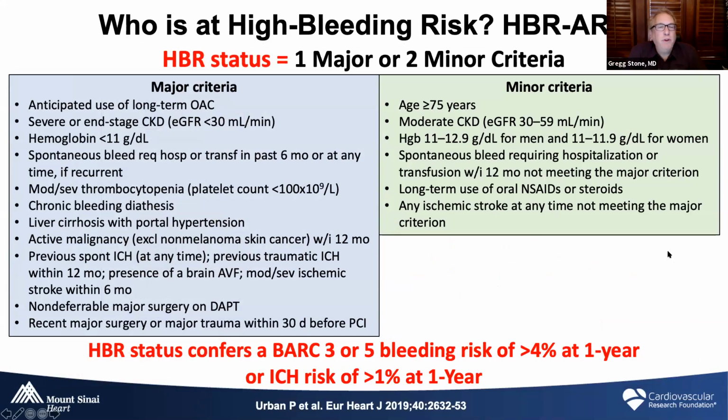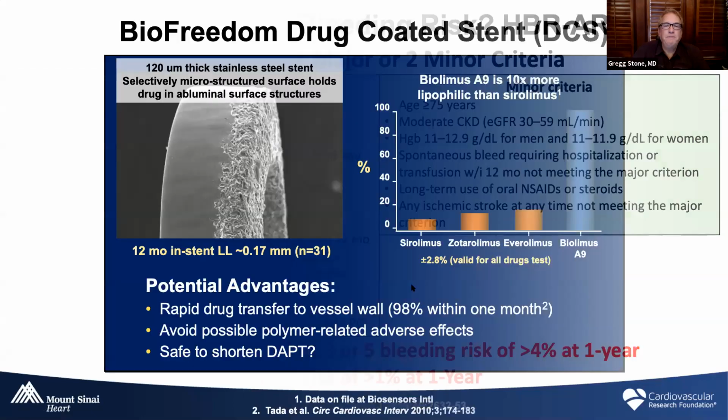So they came up with a risk score called the HBR bleeding risk score, and they broke this down into major and minor criteria, and I won't go through them in detail, but basically if you have one major or two minor criteria, that is HBR, that is high bleeding risk status. And that confers a major bleeding risk, that is BARC 3 or 5, of greater than 4% at 1 year, or an intracranial hemorrhage risk of greater than 1% at 1 year. So this is definitely worth learning about and trying to apply to all your patients.